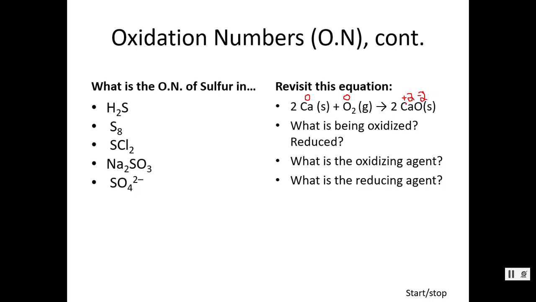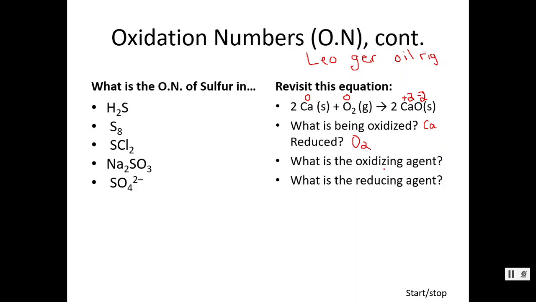Knowing that from those rules, and remembering that LEO goes GER, or if you prefer OIL RIG, whichever mnemonic you like, you should be able to determine that calcium, which went from 0 to +2, became more positive, so it lost electrons. So what is being oxidized is the calcium. Oxygen, which goes from 0 to -2 in this equation, became more negative, so it gained electrons. So what is being reduced is the O2.